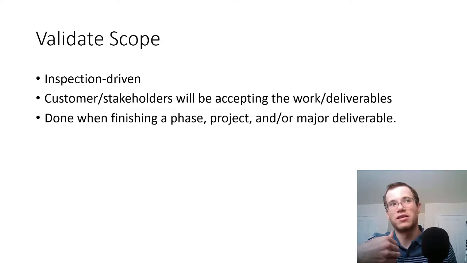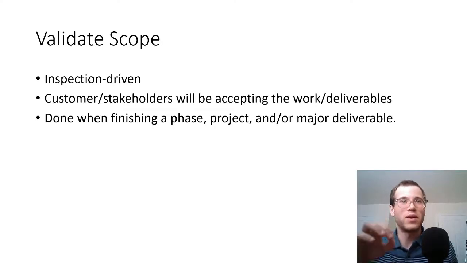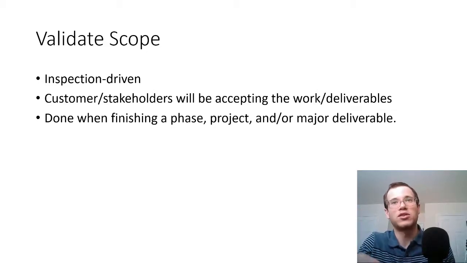And then this is something that you're going to be doing after you finish a phase or a project or a major deliverable. So at the end of every project, you're going to have scope validation, but at the end of a phase or a major deliverable, you could have an additional scope validation. So like if you just reached a milestone in one of your projects and you wanted to make sure that staff was okay with how it was coming along, this is where you would do validate scope.